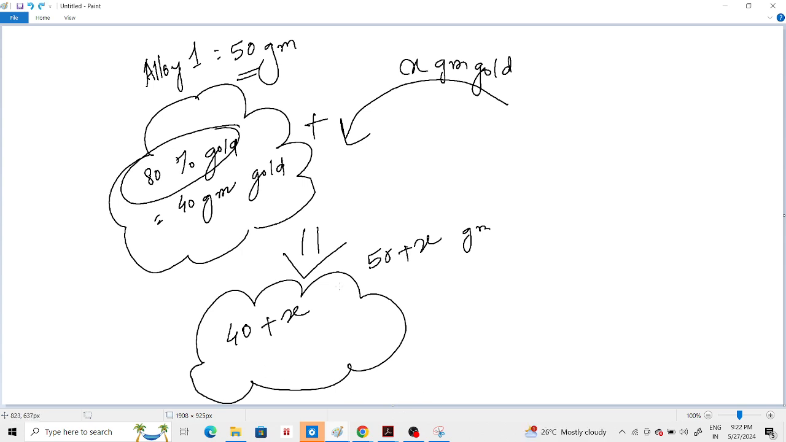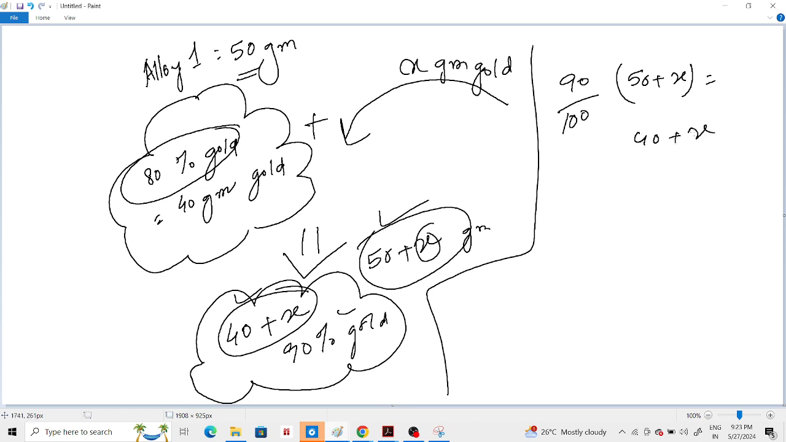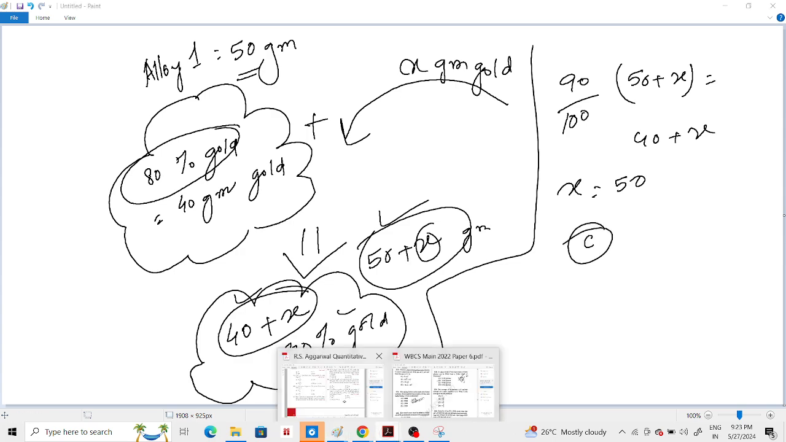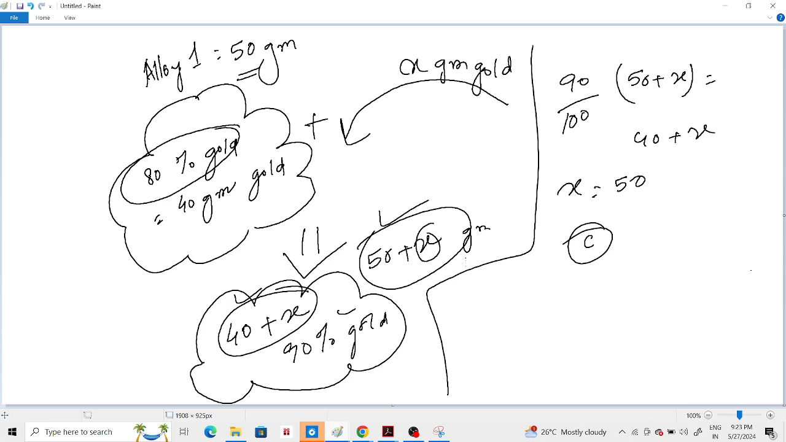That is not the question. So 90% is gold. Now what is my unknown? X. Now how can I relate this and this? 90% of what is the total mass of the alloy? 50 plus x, that is equal to what? 40 plus x. Such a simple thing. When you solve it, you get 50. Yeah, very good, Ishika. Did you understand it? Yes.